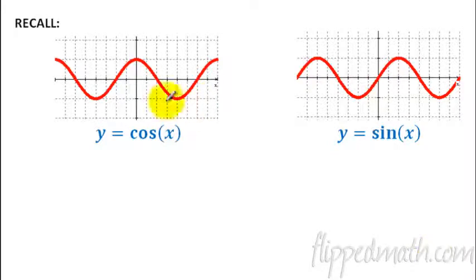Last lesson we learned that a cosine graph starts with a maximum, and then after one period it would be back at a maximum, or if you went one period to the left, you would have a maximum there. And then halfway through the period would be your minimum.